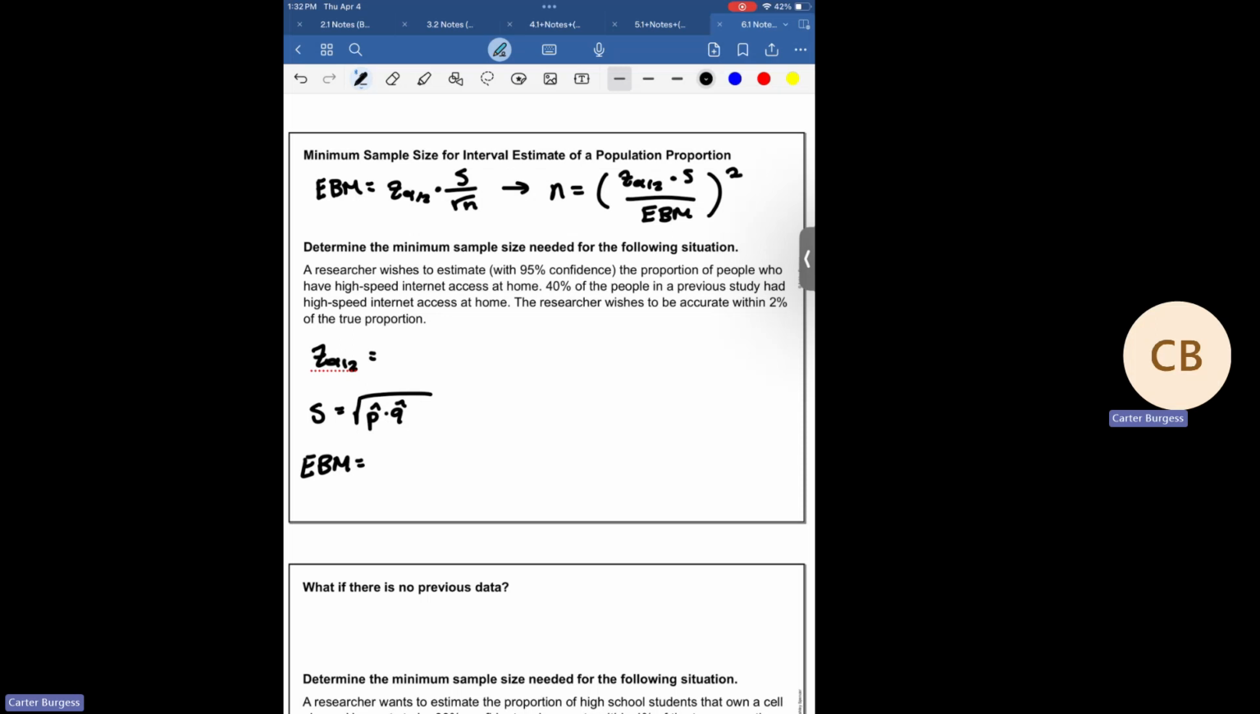All right, 95% confidence interval. What is our z-score? 1.96. If I didn't know that, I would go to second bars, inverse norm, 95% center.